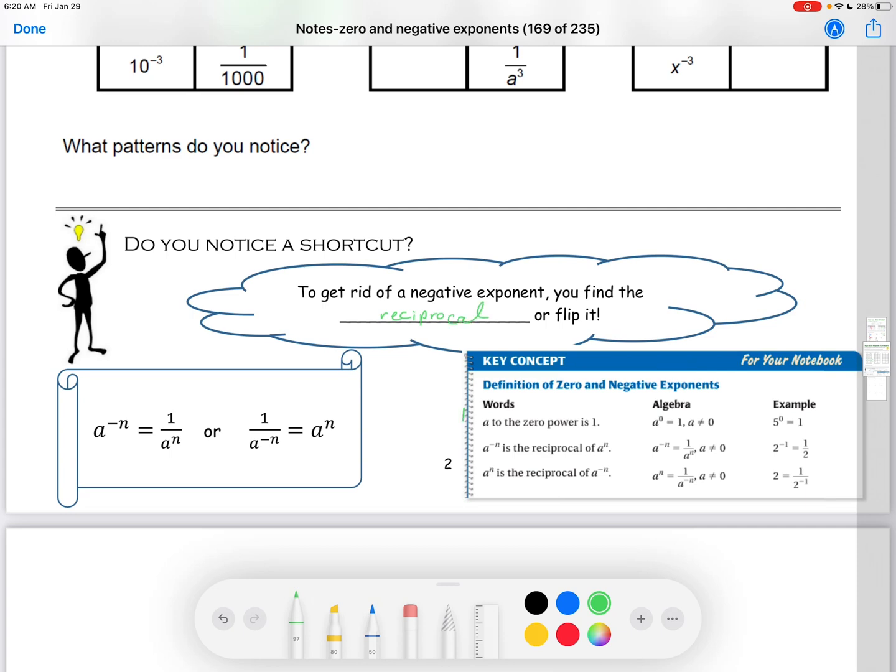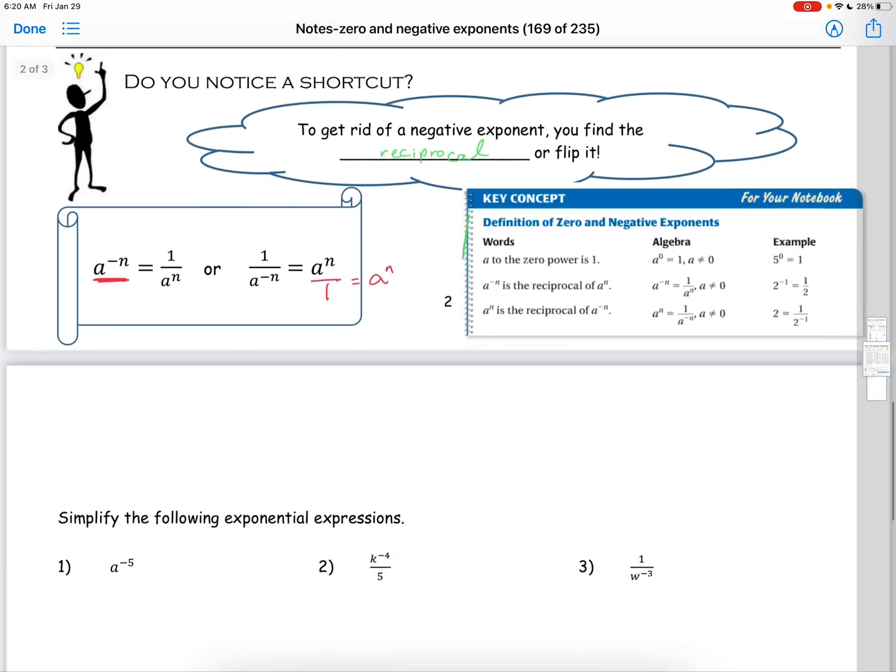So if we have a to the negative n, we can just rewrite it as 1 over a to the n. Or if we have 1 over a to the negative n, where the negative exponent is in the denominator, then we just raise that up to the numerator so that it becomes a to the n over 1. But we know that's just a to the n. All right, let's keep going.